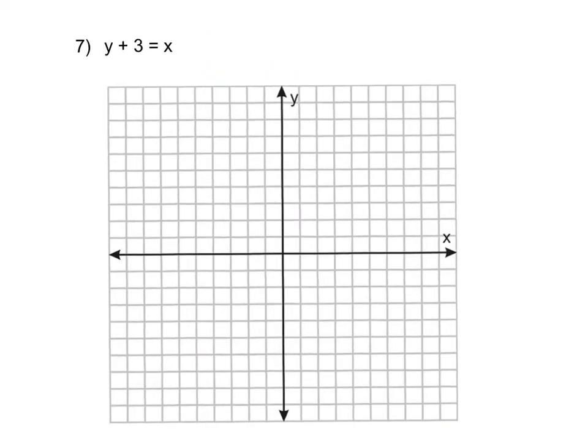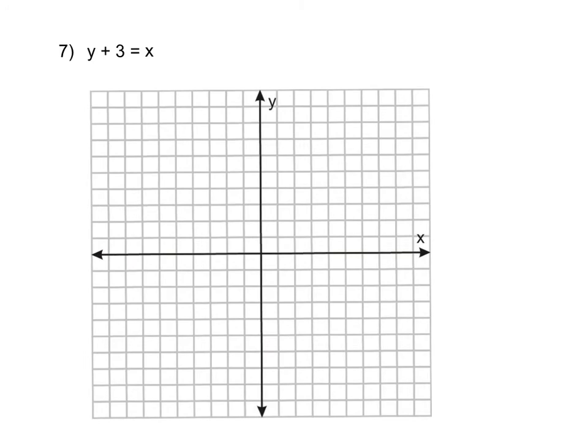All right, number 7. Let's do this one. Whoa, it is not in slope-intercept form. So hold up just a second. We need to get it over there. How are we going to do that? Subtract 3 from both sides. Now I'm going to get y equals x minus 3. Now we got it. Now let's go ahead and do this one.